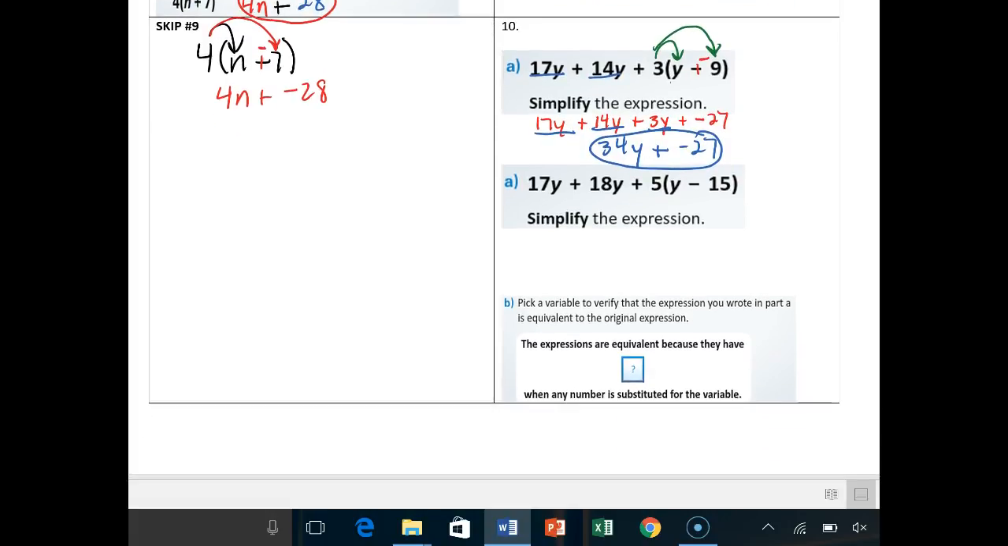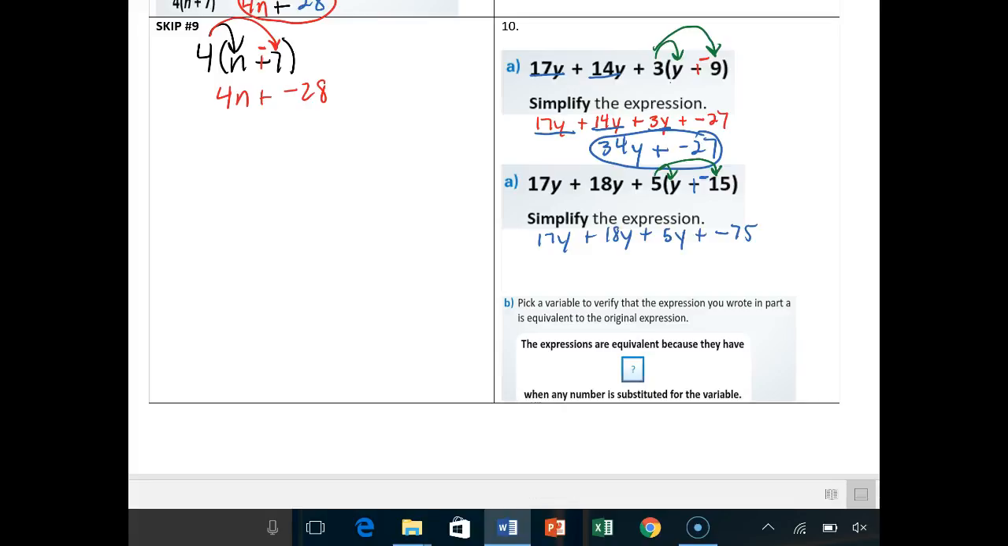All right, so again, first thing you want to do is say, okay, plus a negative, and you're going to want to distribute here 5 times y and 5 times negative 15. So let's rewrite the problem. 17y plus 18y plus 5y, 5 times y, plus 5 times negative 15 gives me negative 75. I use the calculator, don't worry about it. All right, I would totally do this problem with post-it notes, by the way. So add up all your like terms.